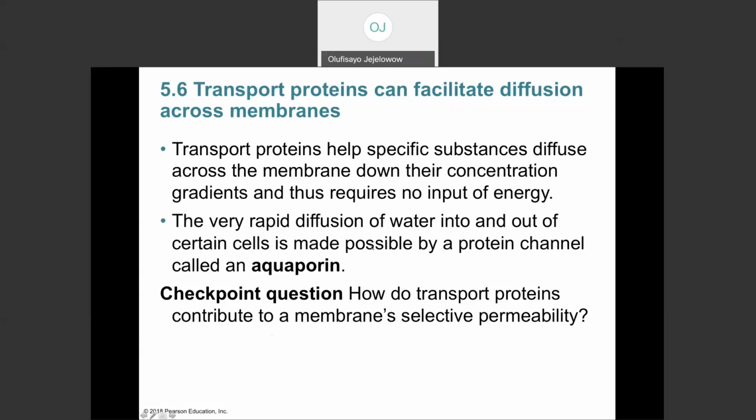So this protein channel aquaporin was discovered by Peter Agre, who received the Nobel Prize in 2003 for this discovery. These are protein channels that specifically allow influx of water. So hence they are just aquaporin water pores. Checkpoint question: how do transport proteins contribute to membrane selective permeability? The transport proteins only move specific substances. So aquaporin is specific for water, for instance.